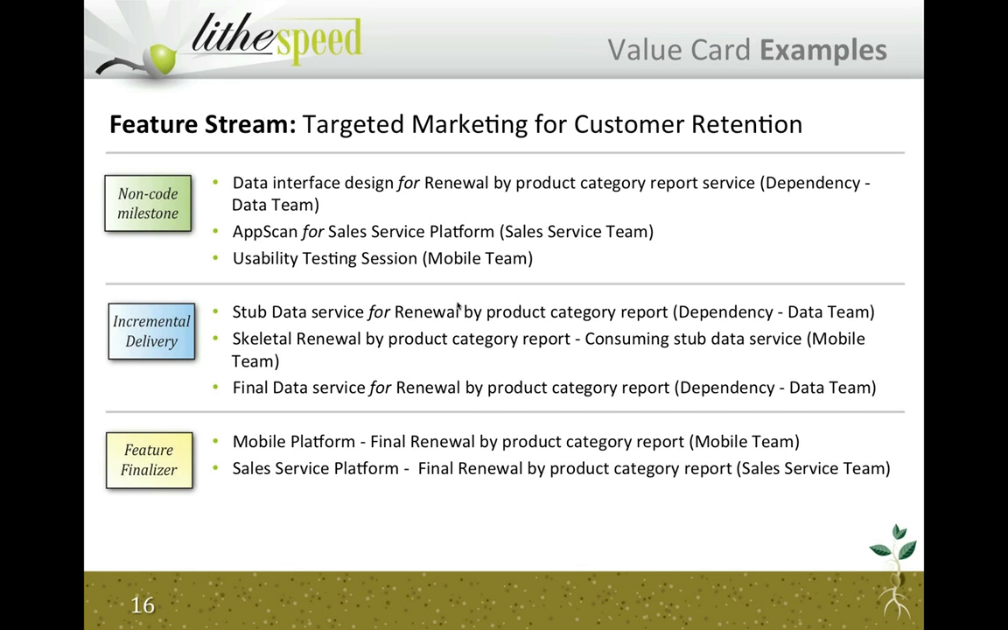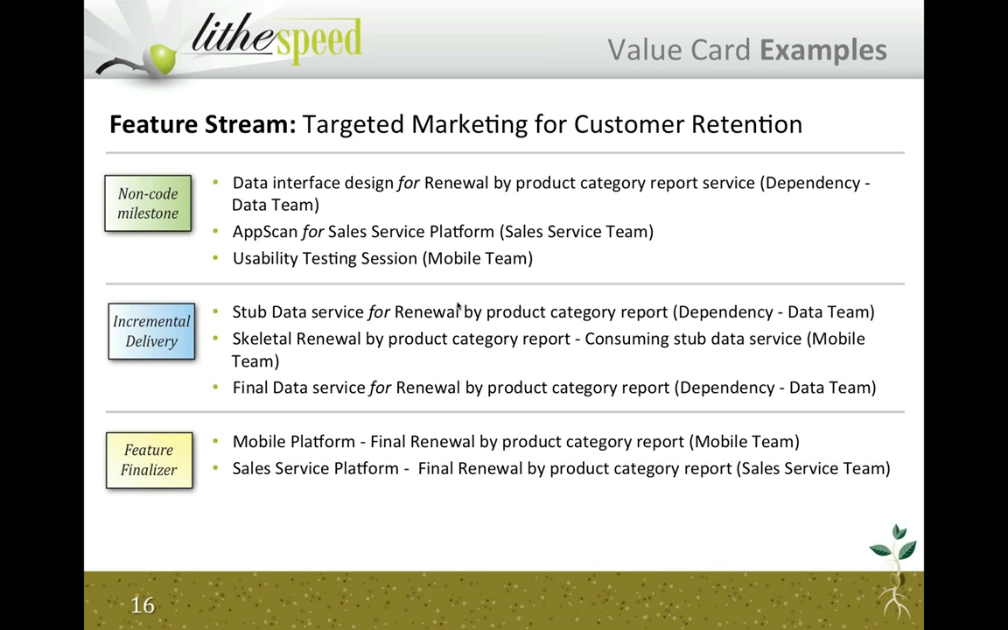The incremental deliveries are partial deliveries against a major feature set, but they're important integration points, or important things you want to highlight as you go forward. So if we have this renewal by product category report, that might essentially be a large-level feature.